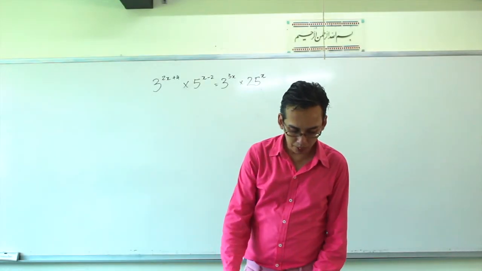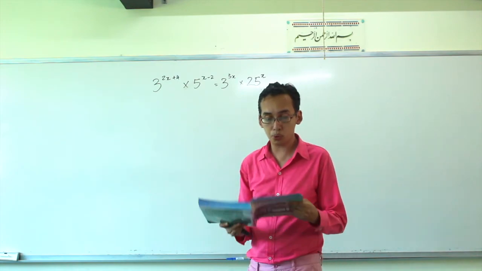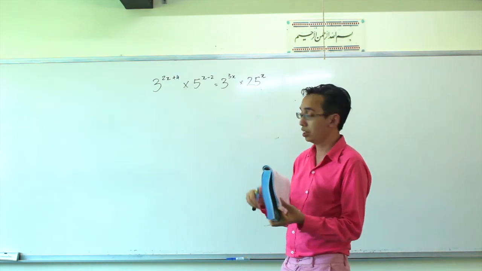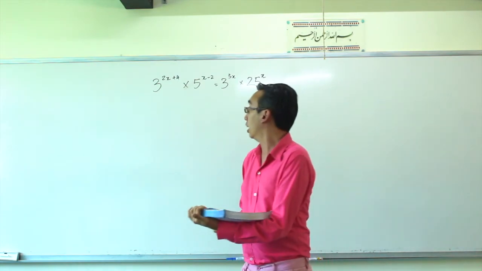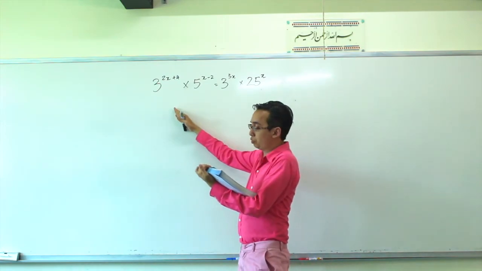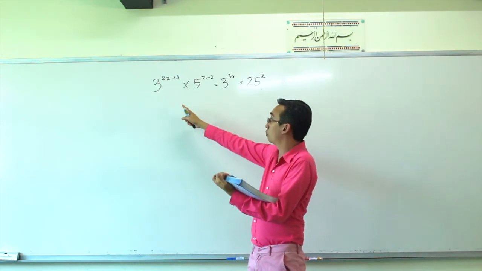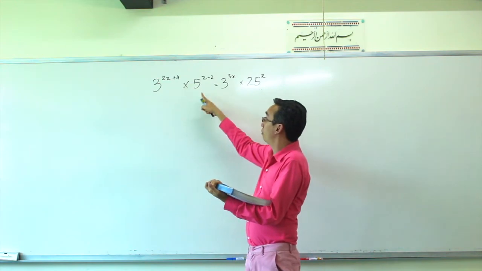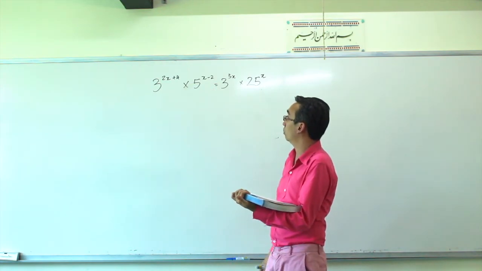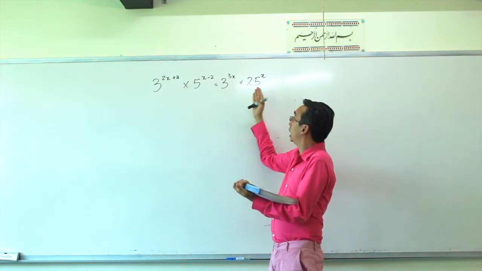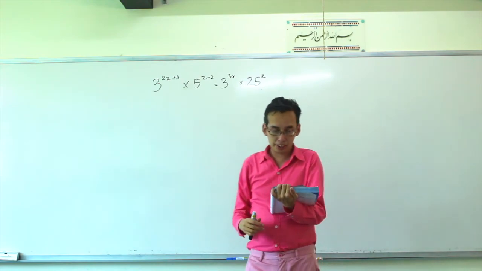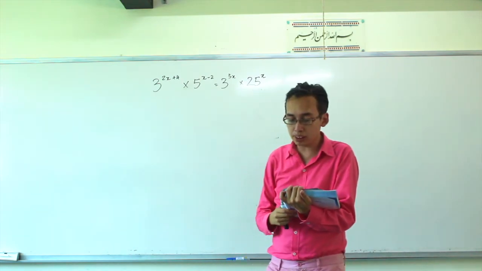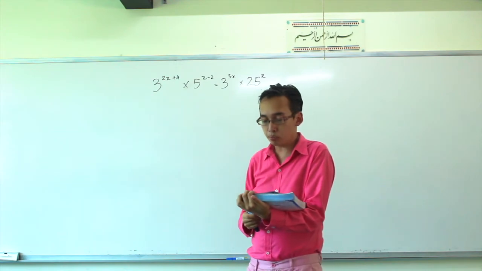Our last example for Indices 2.2 will be this example 12. It is given as such. We are given 3 to the power of 2x plus 4 multiplied by 5 to the power of x minus 2 is equal to 3 to the power of 3x multiplied by 25 to the power of x. The first question wants us to evaluate 15 to the power of x.